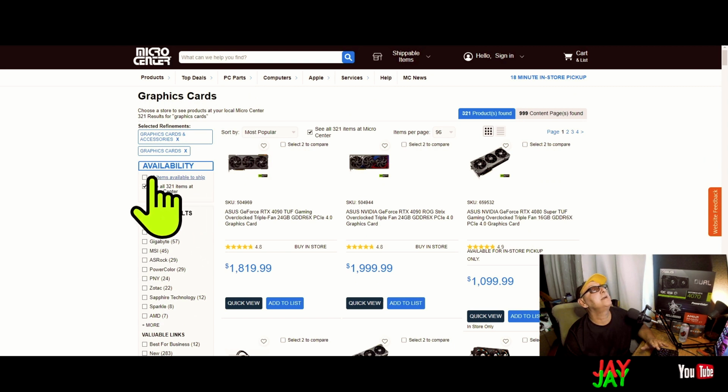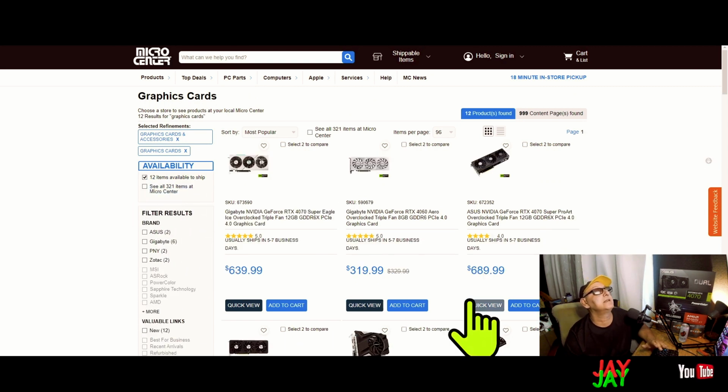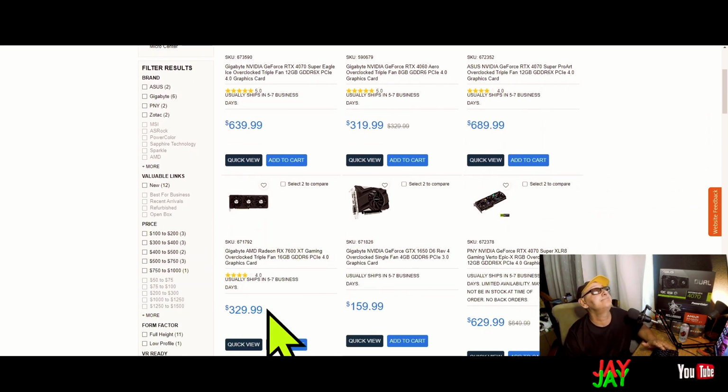And they got 12 items to ship. This will give you an idea if you want to find something in there to ship. Okay, so they got the 4070 Super, 639, 640 bucks. 4060, they got it 320 bucks, which is only $9 cheaper on their site from what they say. 4070 Super, 690 bucks. Let's see, 7600 XT, $330.